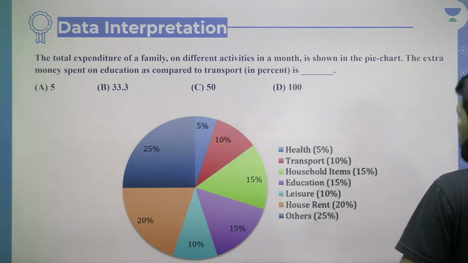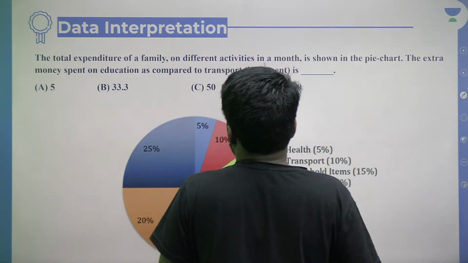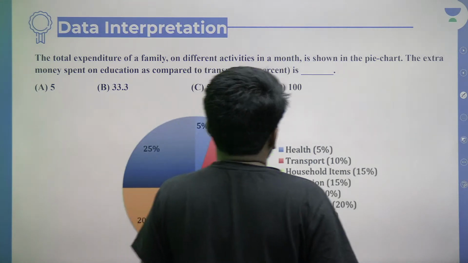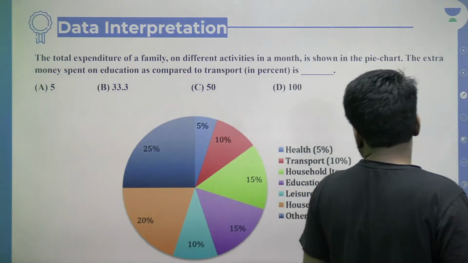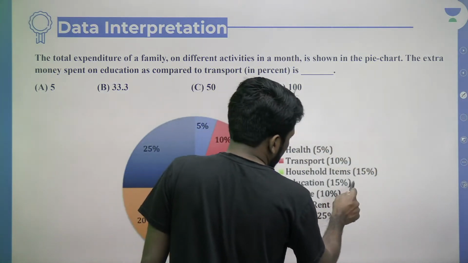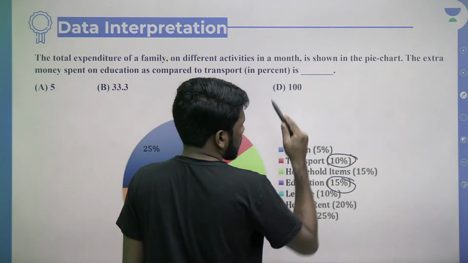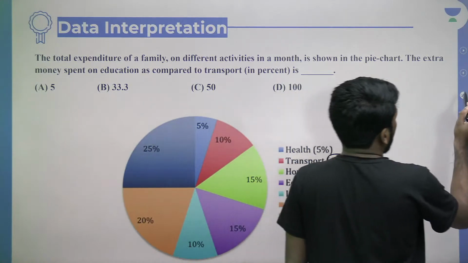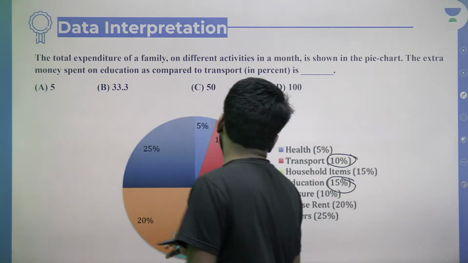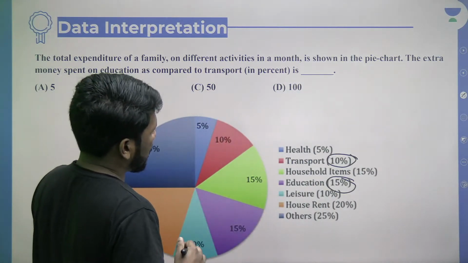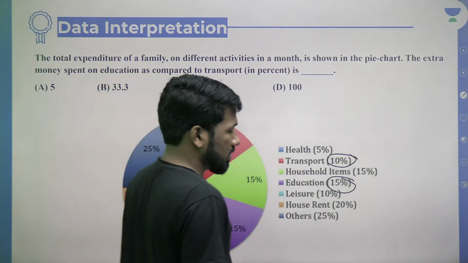The total expenditure of a family on different activities in a month is shown in the pie chart. The extra money spent on education as compared to transport, in percent, is. So education is 15% as compared to transport, which is 10%. We need to compare these two. That is very important. Some of you may have thought that the question is asking the difference between 15 and 10. No, that is not the case.